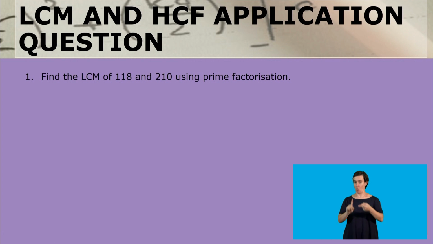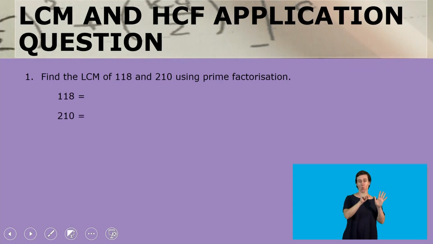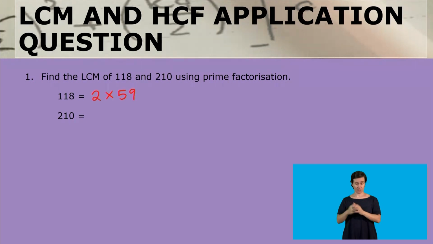We are now going to find the lowest common multiple between 118 and 210. Let's start by listing the prime factors. So 118 comes from 2 multiplied by 59. 2 is a prime number, 59 is a prime number. So that's where I am going to stop.